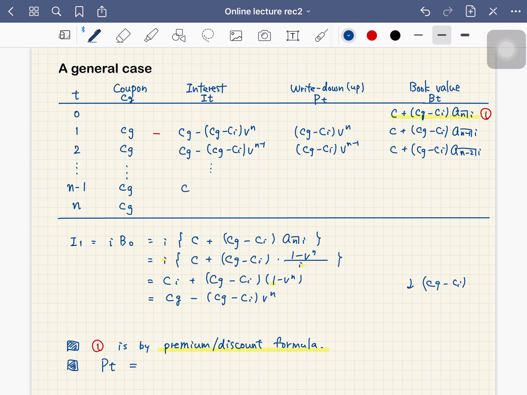Then finally this is Cg minus (Cg minus Ci) v^2, so we subtract this from Cg. Then finally Cg minus (Cg minus Ci) v. Okay, so the last one, the balance at n minus 1, is C plus (Cg minus Ci) a angle 1 at i, then finally a angle 0 disappears, so this is C. So this is the amortization schedule.